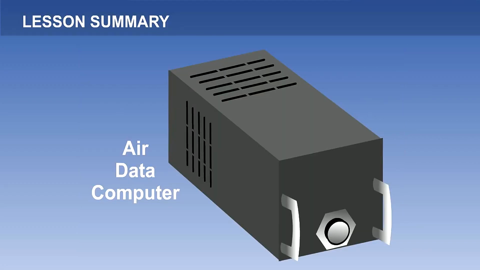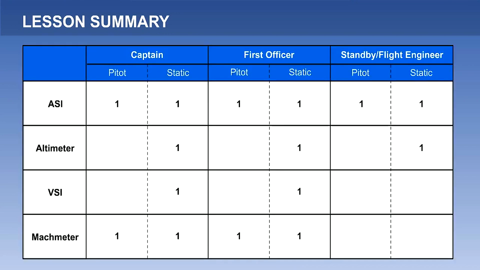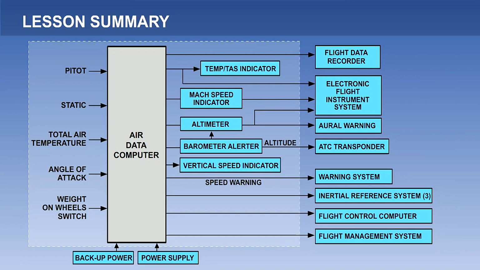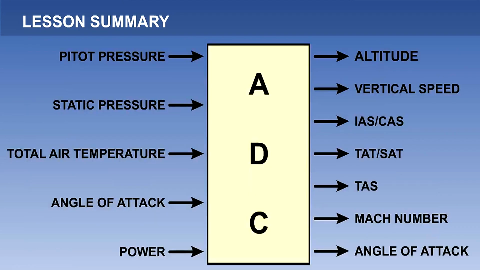Let's summarize this lesson. In response to the problem of increasing complexity of pitot static piping in the multicrew aircraft of the late 50s, early analog air data computers were developed. From the 1980s onwards, these were superseded by digital air data computers which are now fitted to all modern airliners. The basic 5 inputs to a modern ADC are pitot, static, total air temperature, angle of attack and power.